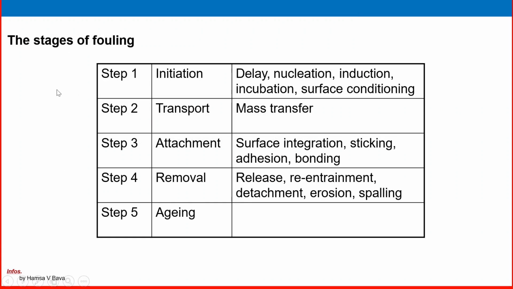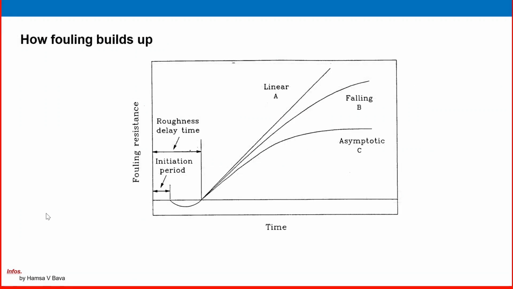So the stages of fouling, you can say step 1, 2, 3, 4, 5. General information: initiation, delay, nucleation, induction, incubation, surface conditioning. Then transport, that is mass transfer. Then attachment, surface integration, sticking, adhesion, bonding. Then removal, release, re-entrainment, detachment, erosion, spalling. Step 5, aging. So these are the stages of fouling, starting from the initiation to, finally, permanent aging of that fouling.